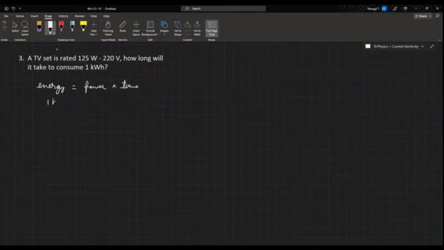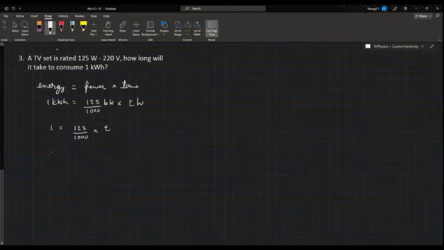So this power is 1 kilowatt hour, which is 125 upon 1000 kilowatt into, I am taking it as T hours. Everyone understanding this aspect? So 1 will be equal to 125 upon 1000 into T. So therefore T will be equal to 1000 upon 125. 25 5s are 125, 25 4s are 100, this is 40.